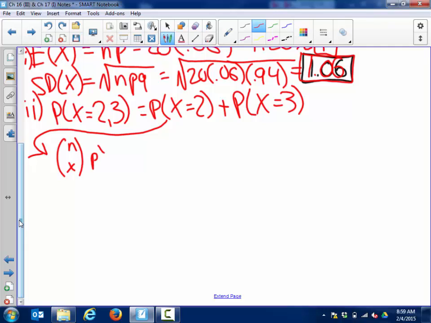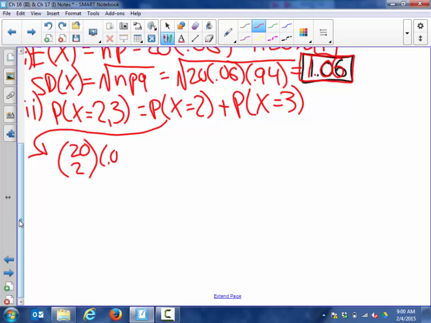There are 2 pieces of the binomial formula. The combinatorics piece, so that's n choose x times p to the x, q to the n minus x. Notice the number of successes and the number of failures total will be equal to n, the total number of trials. Okay, so this breaks down as follows. This is where n is 20, x is 2, the probability of success is 0.06, we're looking for 2 successes, probability of failure 0.94, that would be 18 failures.